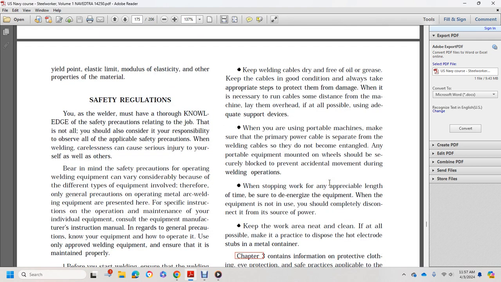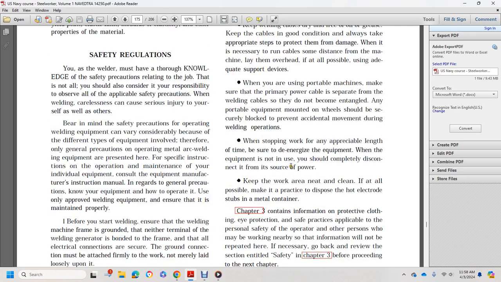Keep welding cable dry and free of oil and grease. Keep the cable in good condition. Always use appropriate protection to shield cables from oil damage. When it is necessary to run cables some distance from the machine, lay them overhead if possible. Use adequate support devices when using portable machines, and make sure the primary power cables are separate from the welding cables so they do not become entangled. Any portable equipment mounted on wheels should be securely blocked to prevent accidental movement during the welding operation.